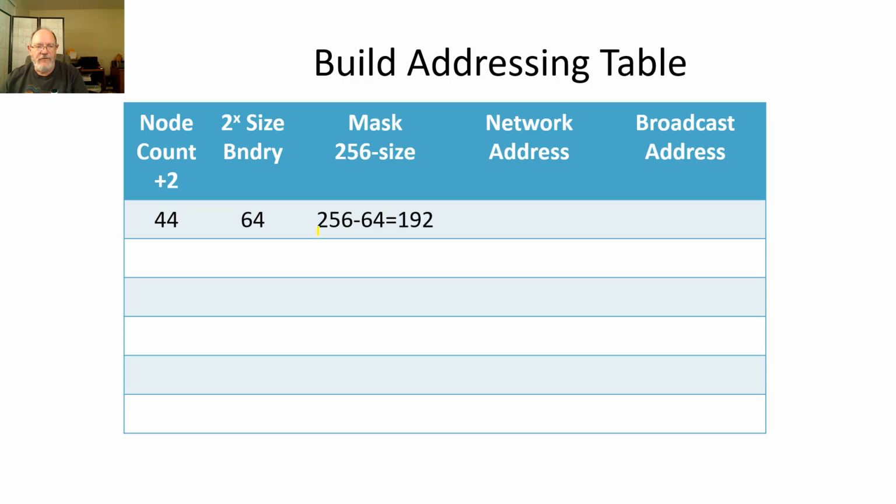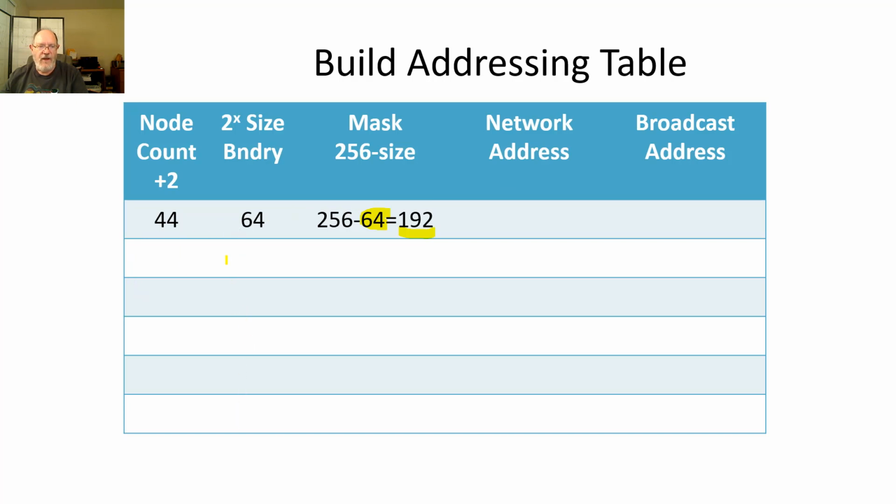For the subnet mask, 256 minus the size or the IP count in that octet will give us a 192 on whatever interface is connected to LAN A. Now I'm going to skip doing the network address and the broadcast address for a moment, and I'm going to fill in the table for the first 3 columns.